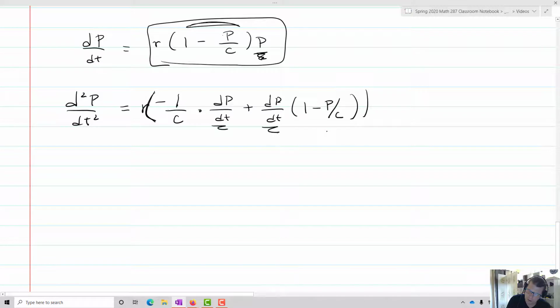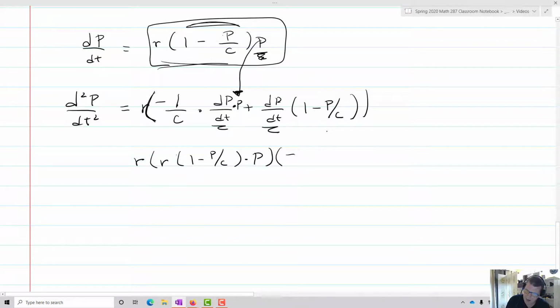And so now we'll pull out our dP/dt's. Oh, and let's not forget, we need to multiply this first one by P. That's times P. So this gives me then r times, and dP/dt is going to be r times 1 minus P over C times P. Remember, that's the differential equation, that one right there.